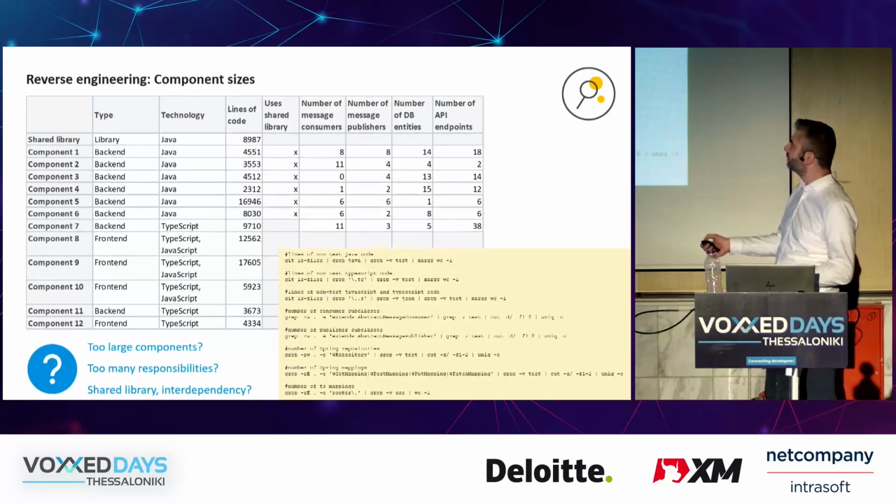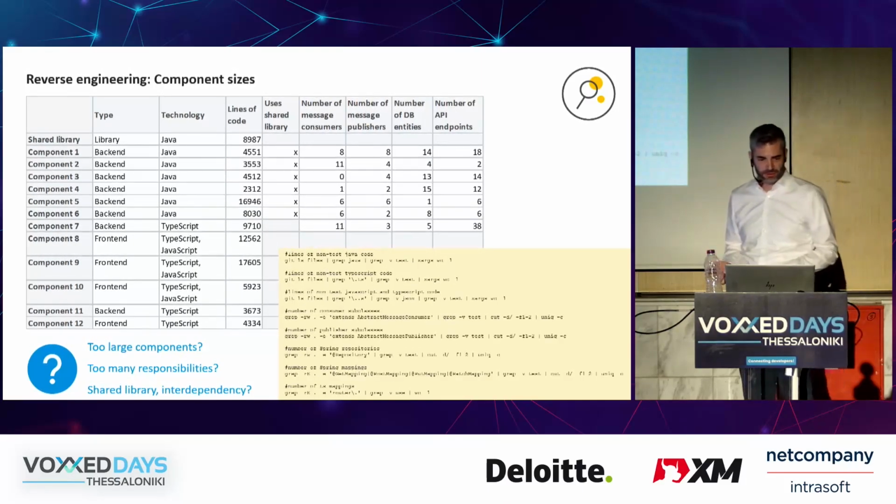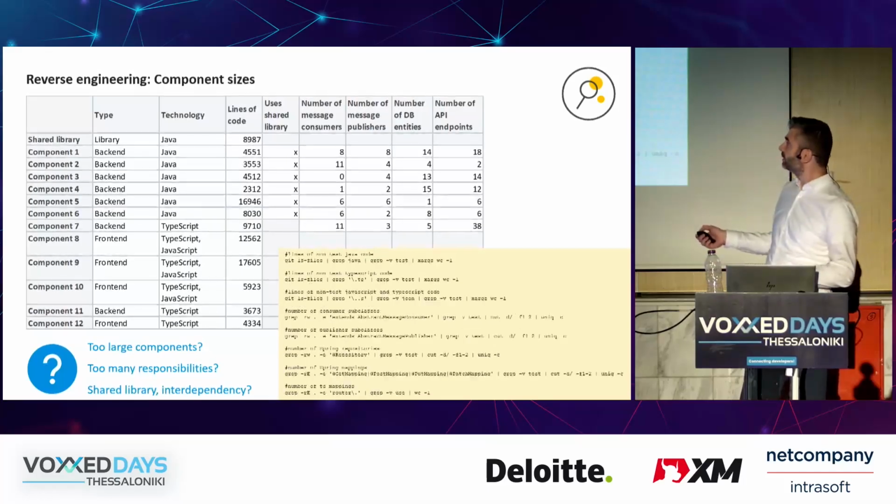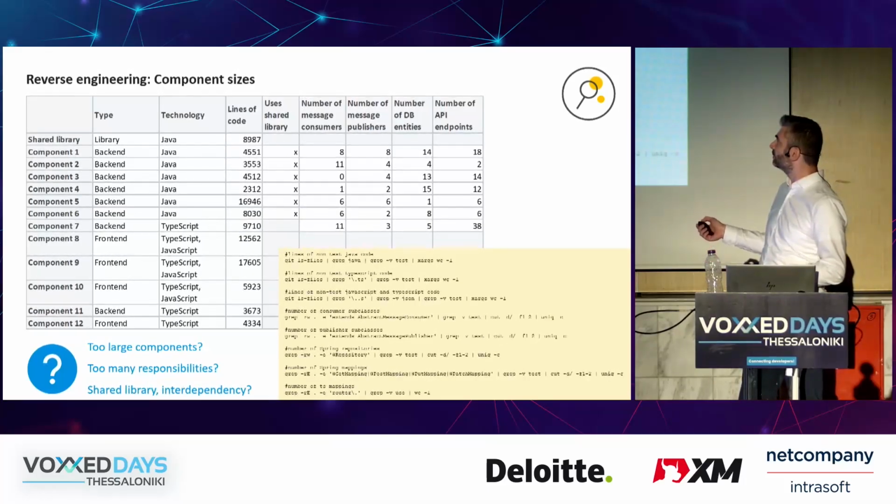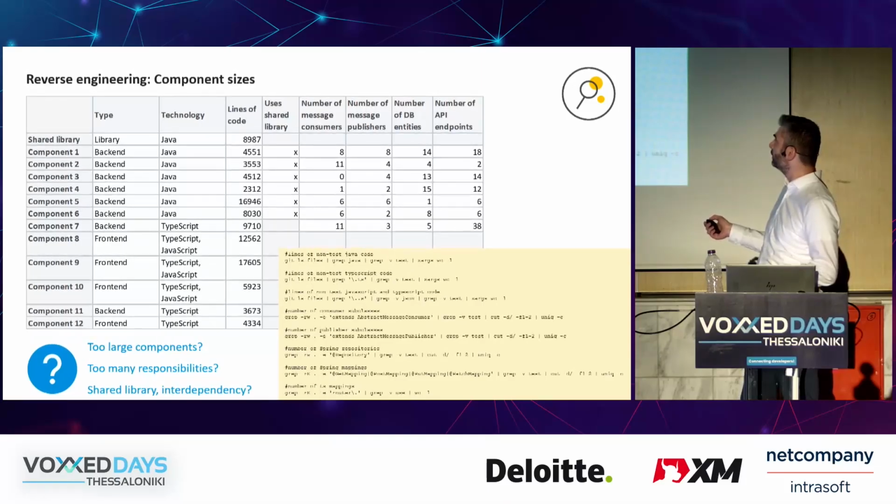In this table, you see the list of components on each row. The first one is a shared library, which is used by most of the backend components. And here you can see the technology. It's Java, TypeScript, JavaScript, lines of code, if the component uses the shared library, number of messages consumed and published, number of database entities and API endpoints.